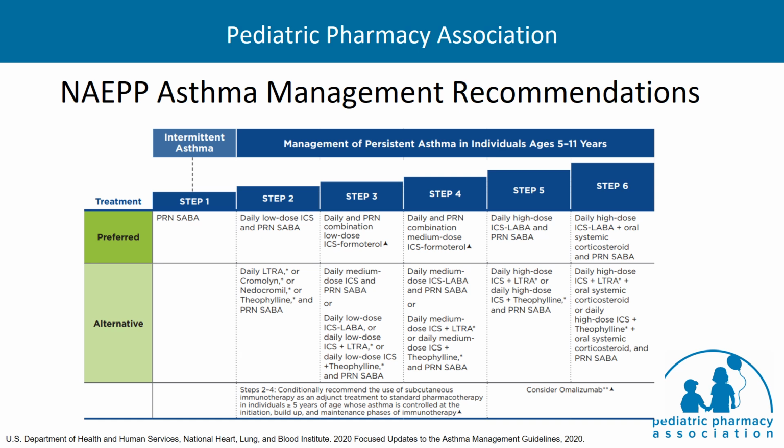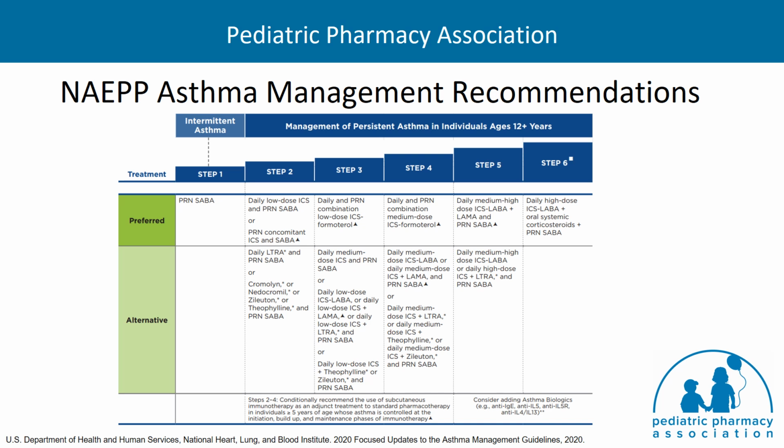Moving to the 5 to 11-year-old age group, the updates to the 2007 NAEPP guidelines included recommendations to initiate single maintenance and reliever therapy with daily and as-needed low-dose inhaled corticosteroid at step 3, which is moderate to severe asthma. And additionally, the panel recommends to use subcutaneous immunotherapy as adjunct treatment for those older than 5 years of age.